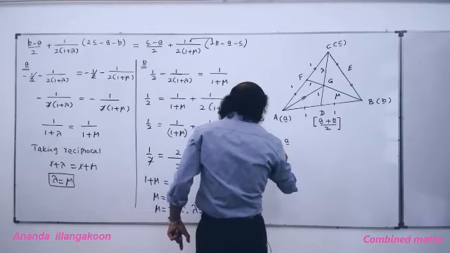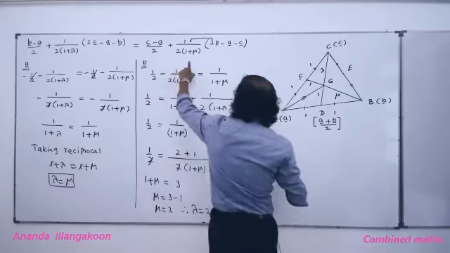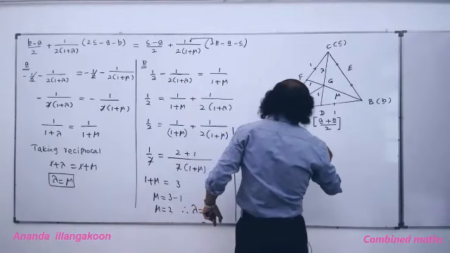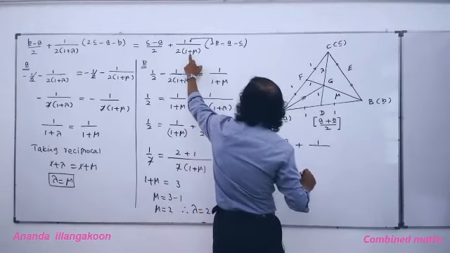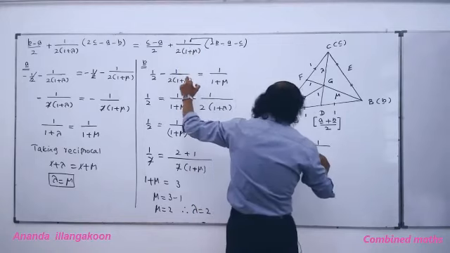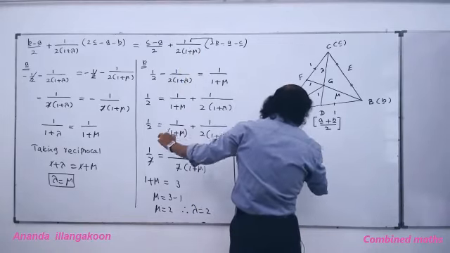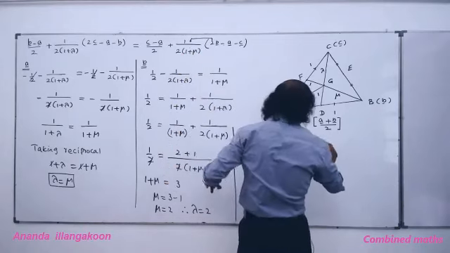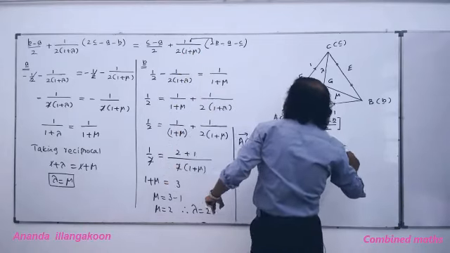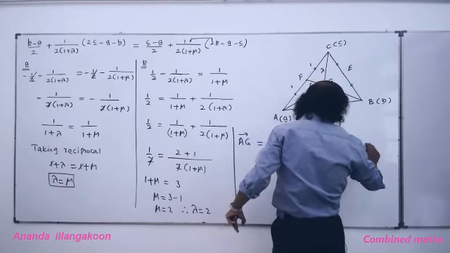C minus A divided by 2 plus 1 upon mu, where mu is 2, no? 2 plus 1 is 3, 3 into 2 is 6, so 1 upon 6. And here 2b minus A minus C, right?